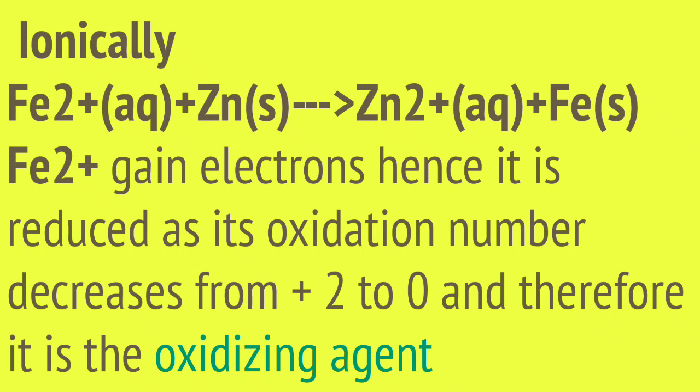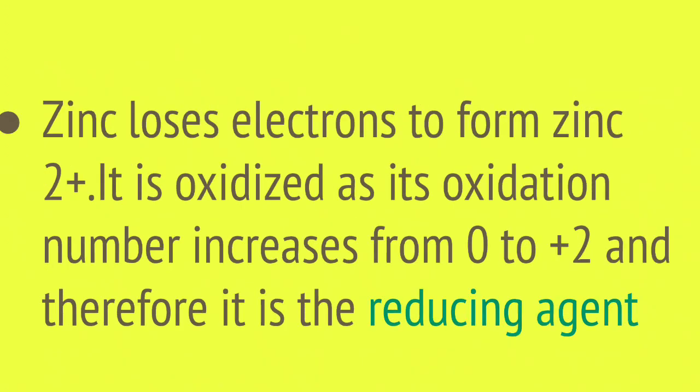So that is reduction. And the oxidation number of zinc increasing from 0 to positive 2. That is oxidation. Therefore, iron, which gains electrons, is the oxidizing agent. On the other hand, zinc loses electrons to form zinc ions. It is oxidized as its oxidation number increases from 0 to positive 2, and therefore it is the reducing agent.